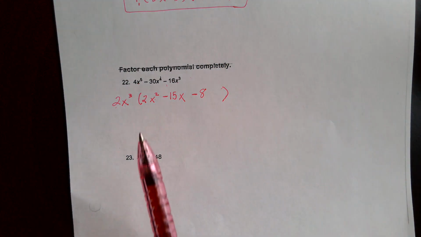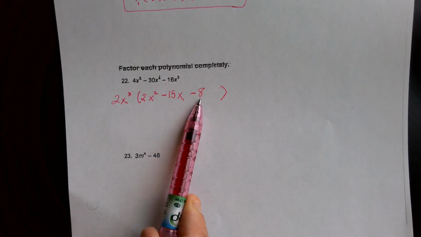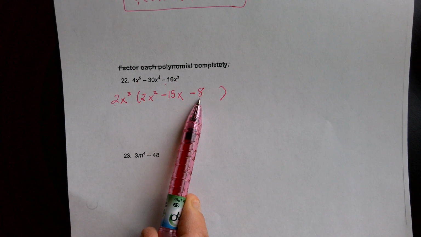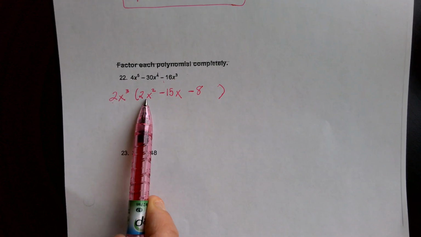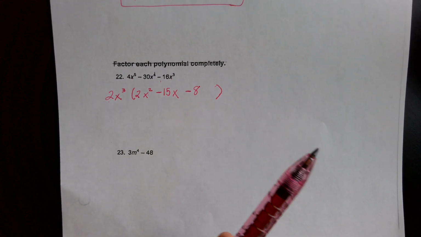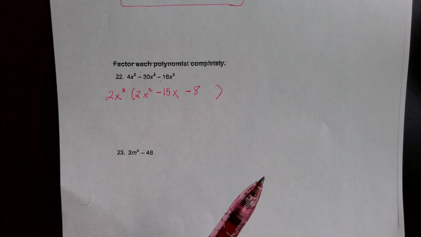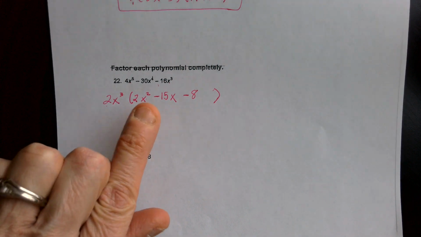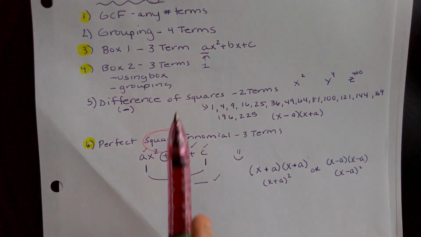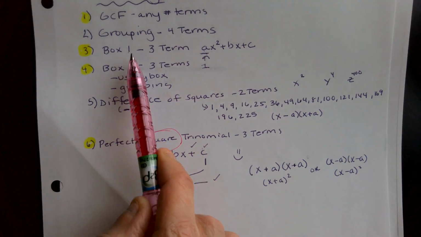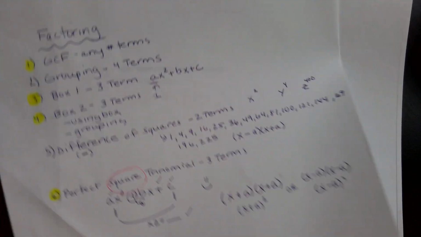So GCF, let's look again. Anything else I missed? Because sometimes we just don't see them all at once. No, there's not any more x's and there's no number. I can take out all 3. So that's done. But it doesn't mean you're done with the problem. You still have a what in there? A trinomial. So I know that I can still try box 1, box 2, or perfect square.